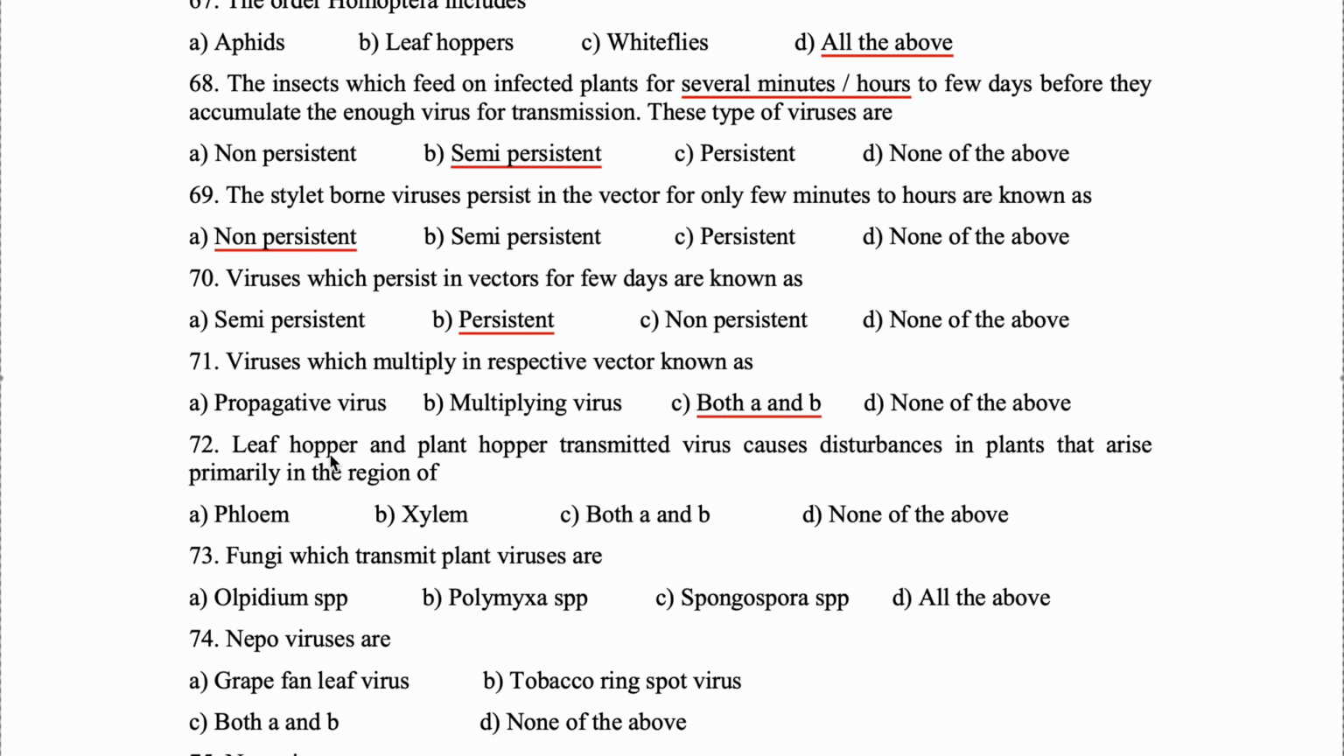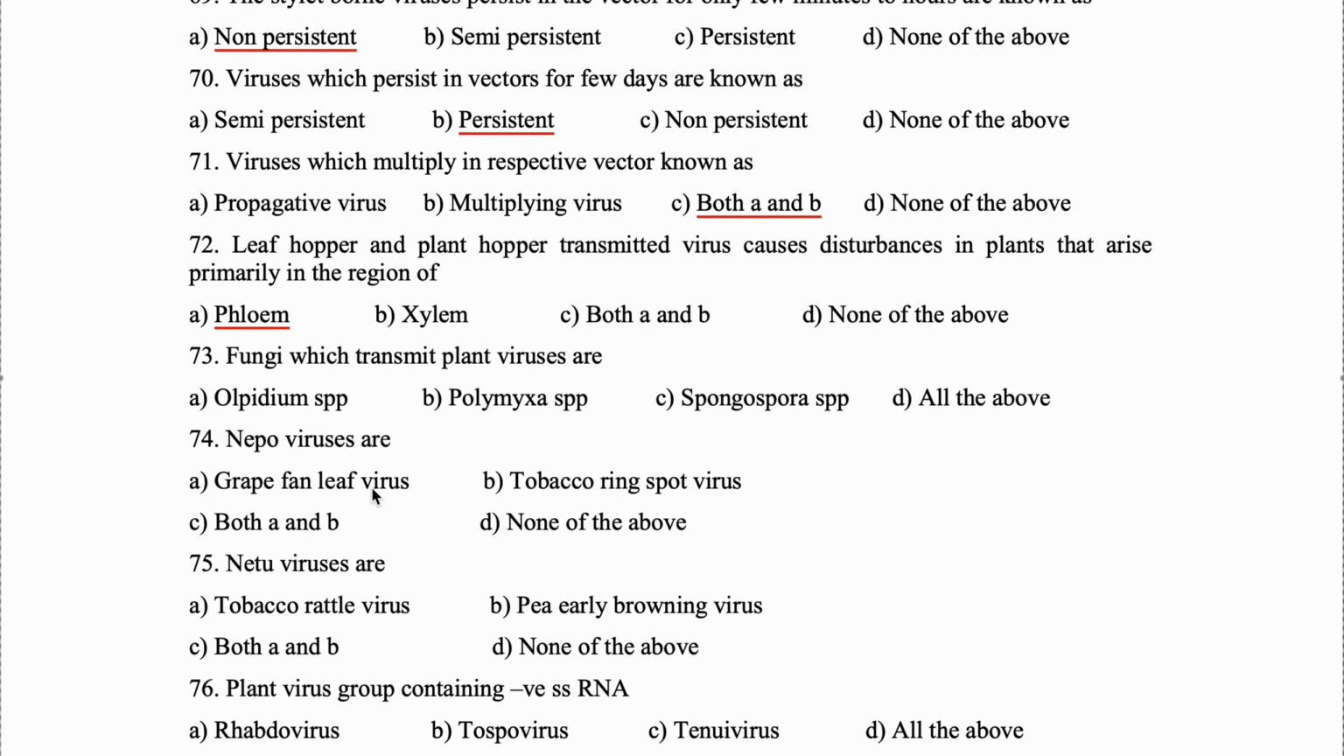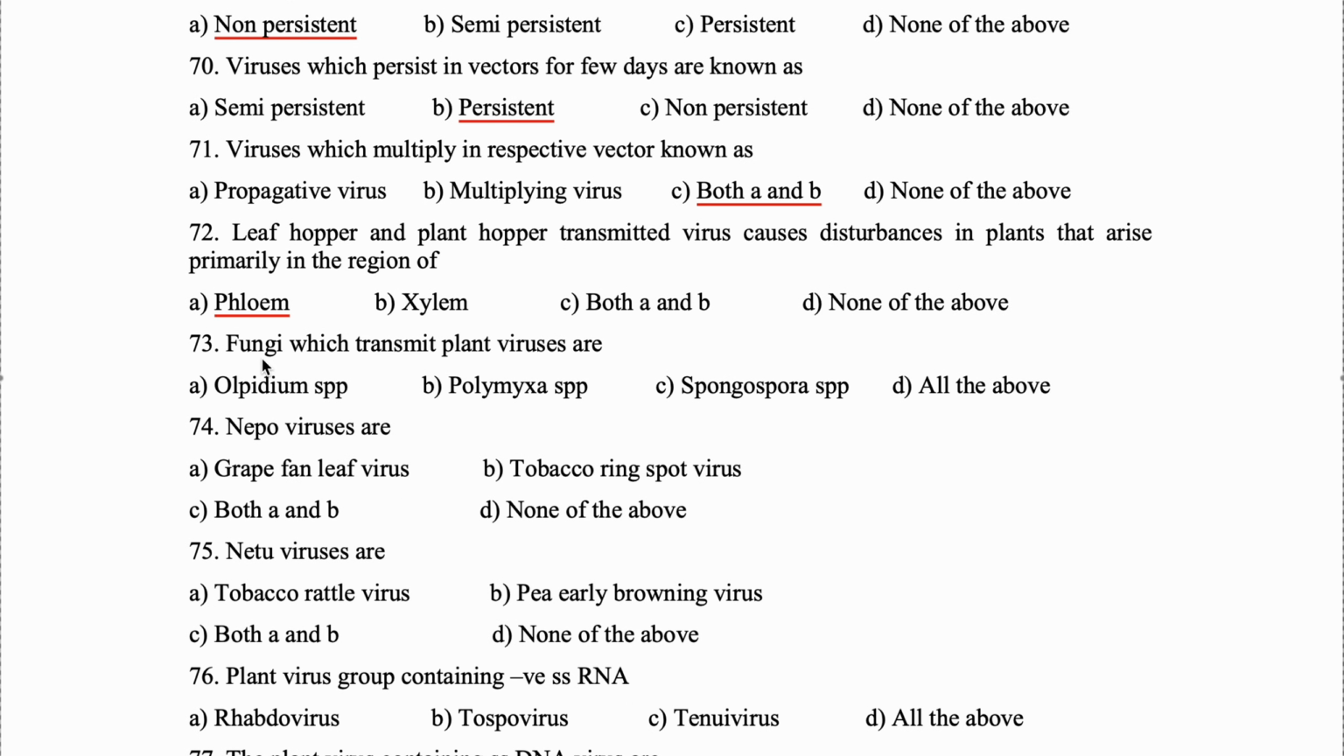Question 72. Leafhopper and planthopper transmitted viruses cause disturbances in plants that arise primarily in the phloem region. 73. Fungi which transmit plant viruses are, yes, fungi is also a mode of transmission of plant virus. Olpidium brassicae, Polymyxa graminis, Spongospora subterranea. All these are fungi which transmit plant viruses. All are correct.